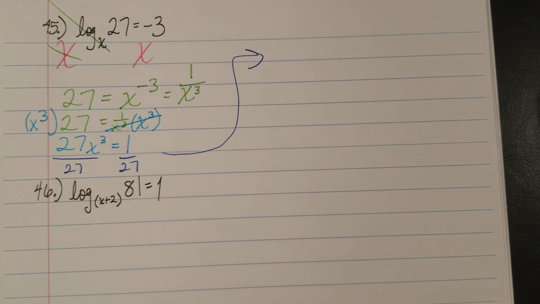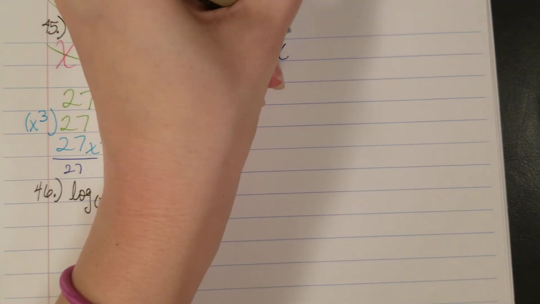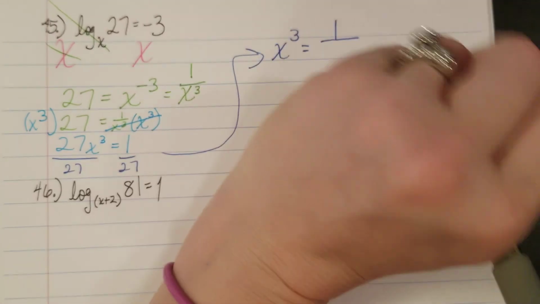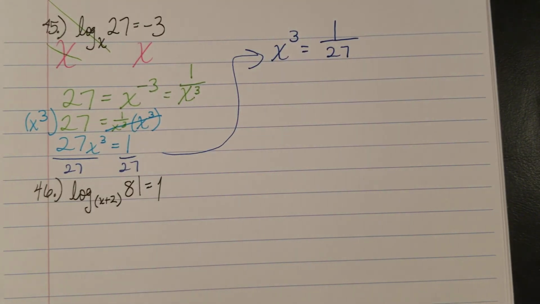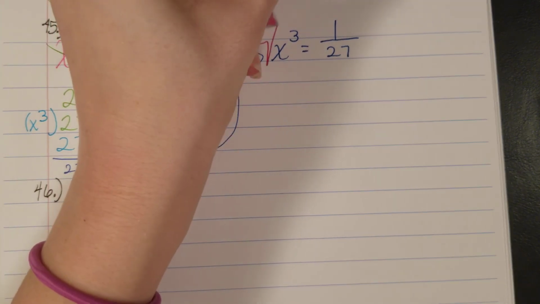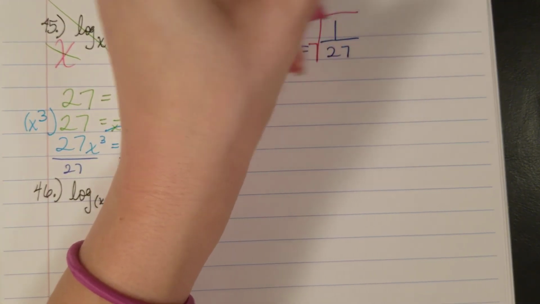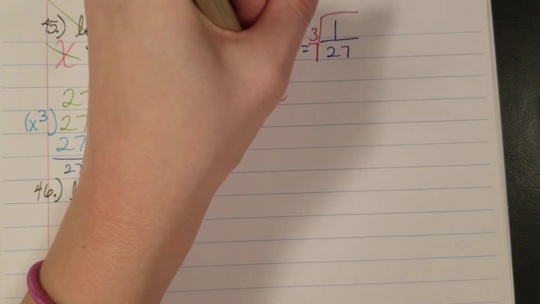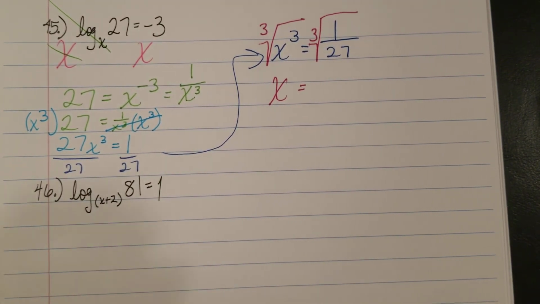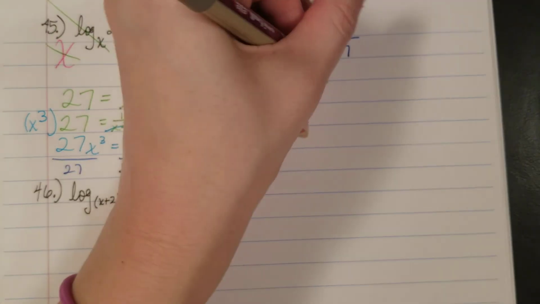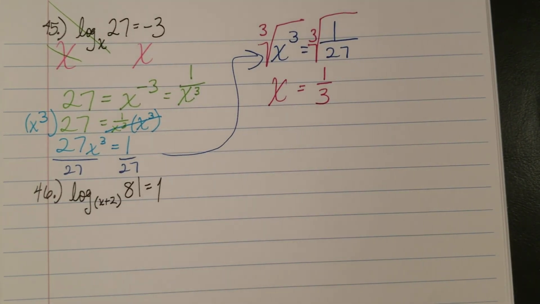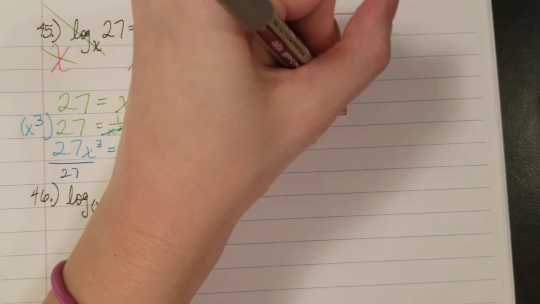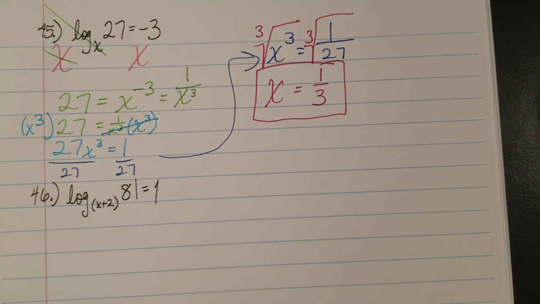Then I'm going to divide both sides by 27. So now I'm going to have x cubed equals 1 over 27. And then to solve for x, I'm going to take the cube root of both sides. So that would be x. The cube root of 1 is 1, and the cube root of 27 is 3, because 3 times 3 times 3 equals 27. So x equals 1/3 is the final answer.